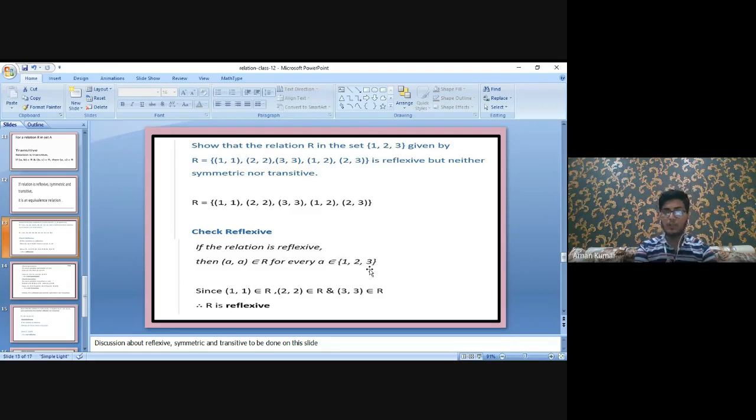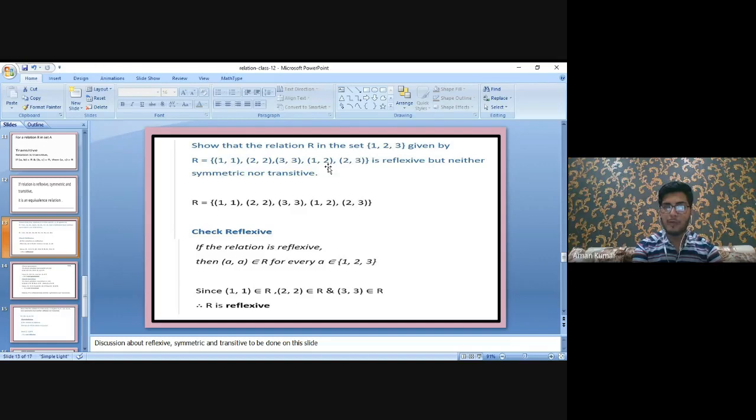Now coming on to symmetry, what I said about symmetry is that if (A, B) belongs to R, then (B, A) also belongs to R. But here we can see that the relation contains (1, 1), (2, 2), (3, 3). These all are symmetric because if changed, they will be the same ordered pair.